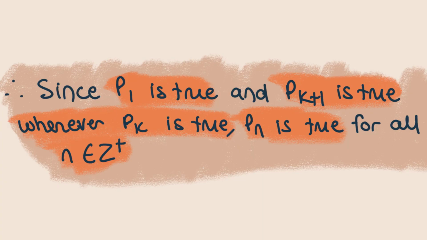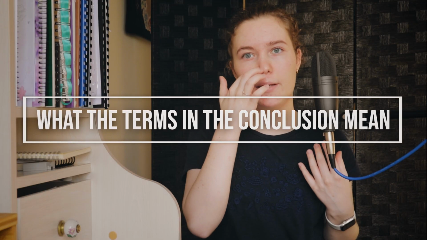So the specific way that I format mine that I've memorized is, since P1 is true and Pk plus 1 is true whenever Pk is true, Pn is true for all values of n belongs to Z plus. Now, these are quite mathematical terms, but I write it like that because I shortened it kind of.